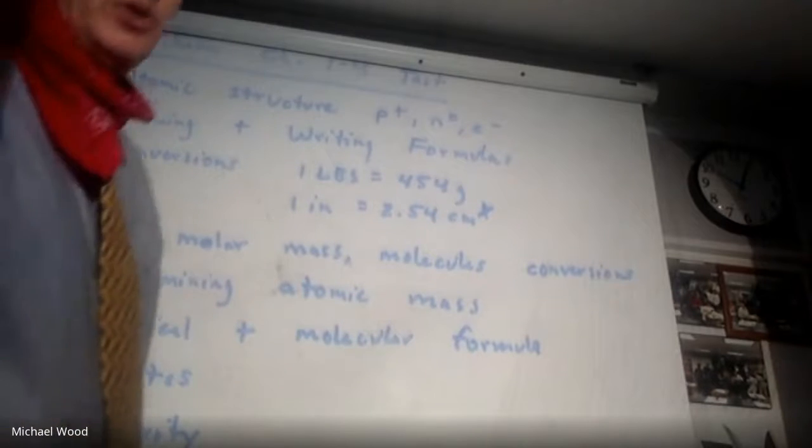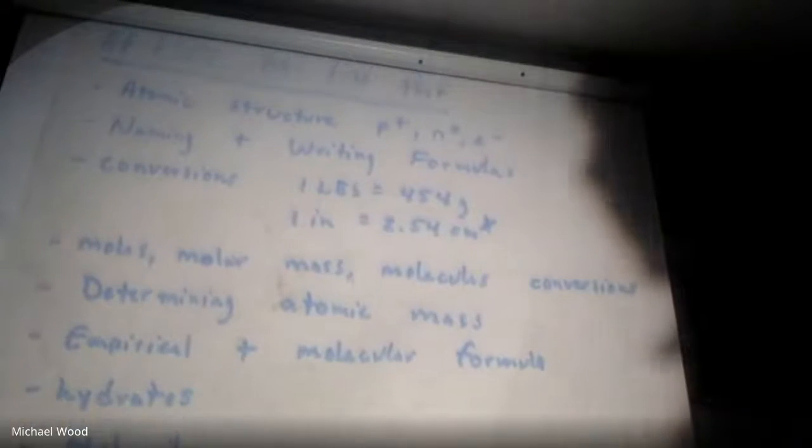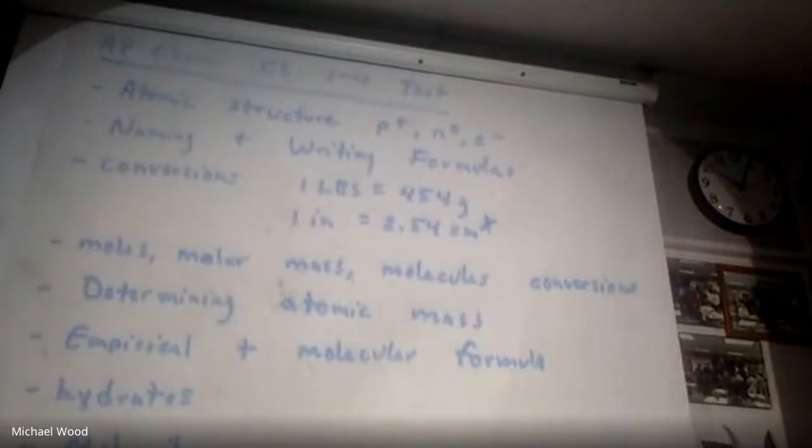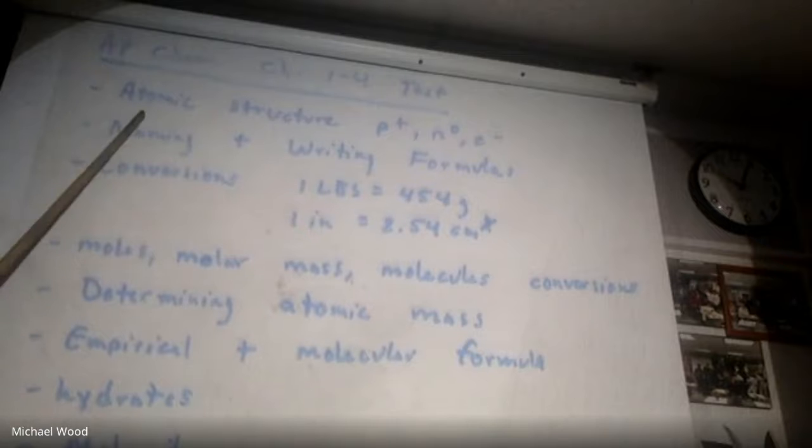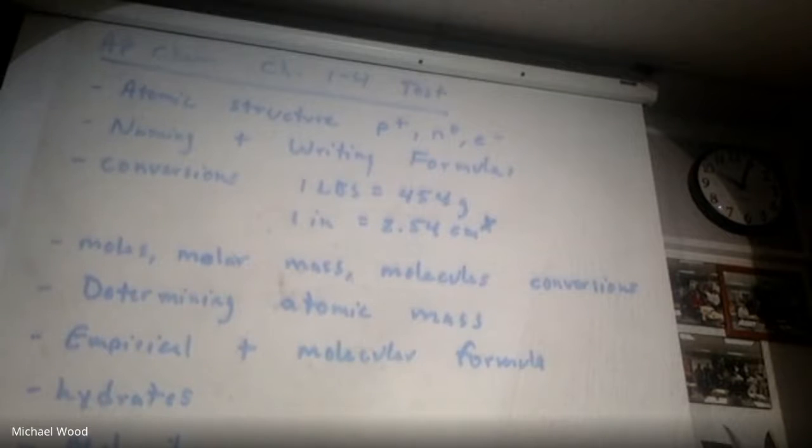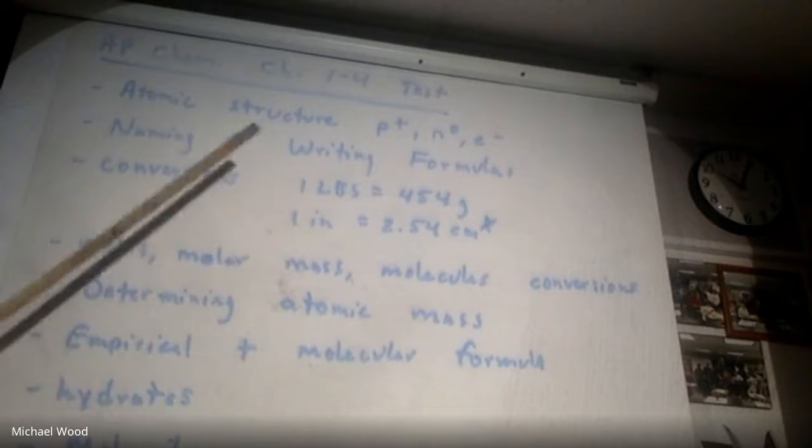So this is the review for the Chapter 1 through 4 test. And this is always a tougher test just because we have covered so much ground. So real quick, what's on the test? There will be a problem with atomic structure where I'll give you the mass number, the atomic number, and the symbol, and you tell me the protons, neutrons, and electrons.